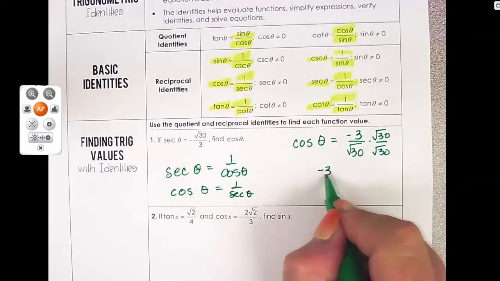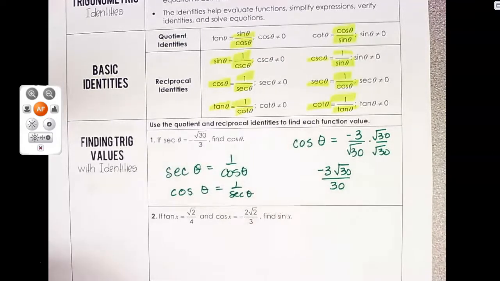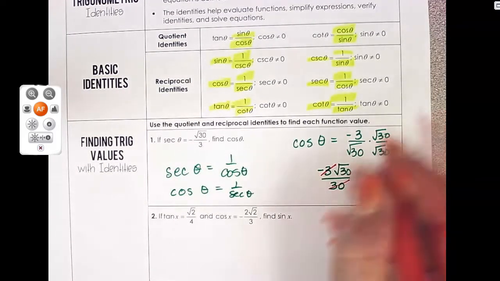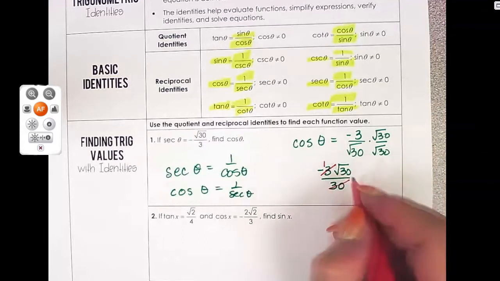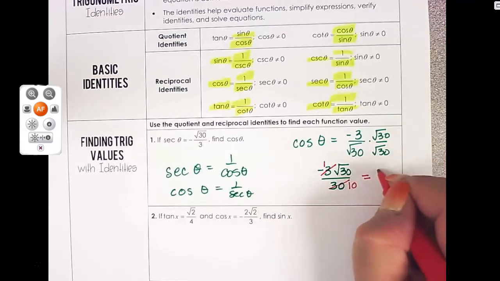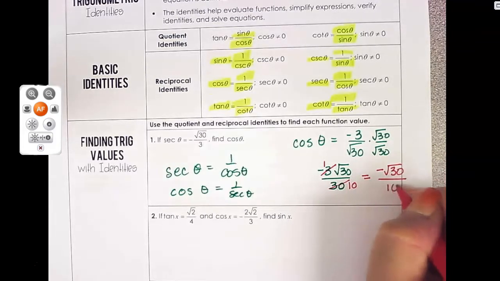I get negative 3 root 30 over 30, and then if there's ever a fraction that can be reduced, I want to go ahead and reduce. So 3 goes into 3 1 time, and 3 goes into 30 10 times. So that makes my final answer negative root 30 over 10.